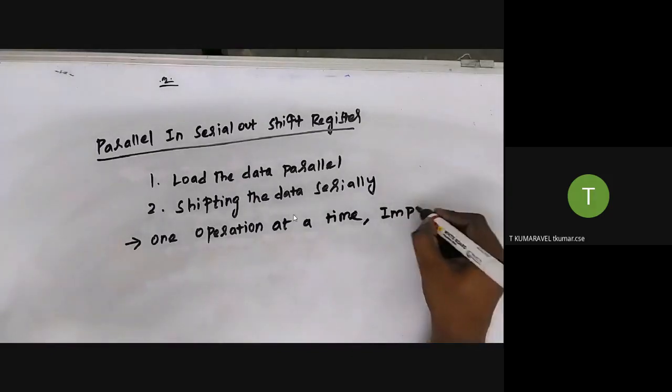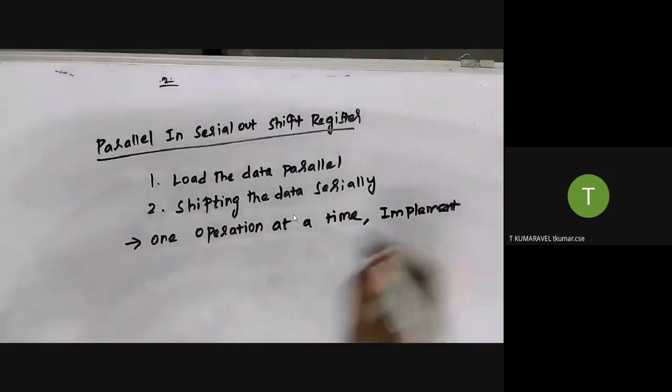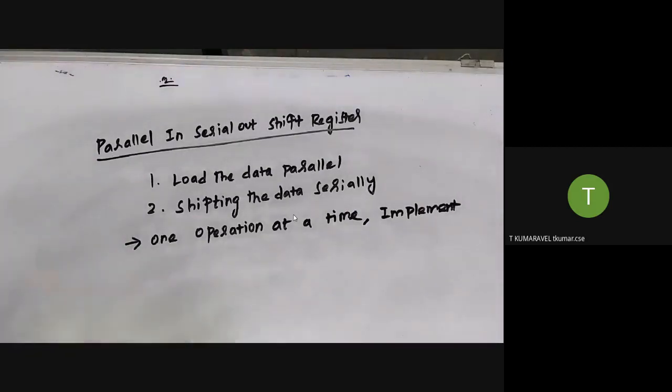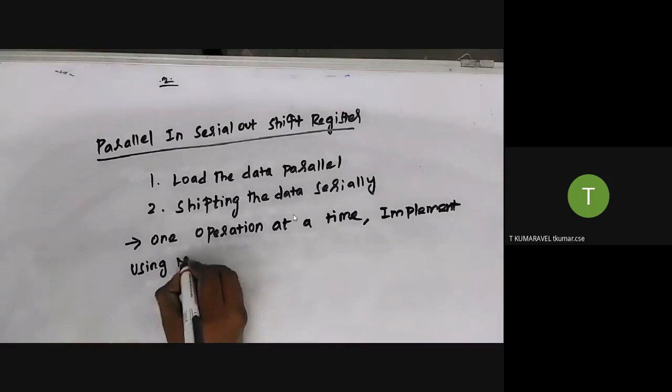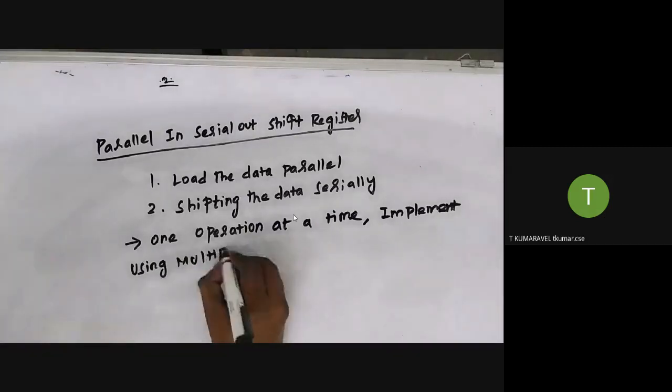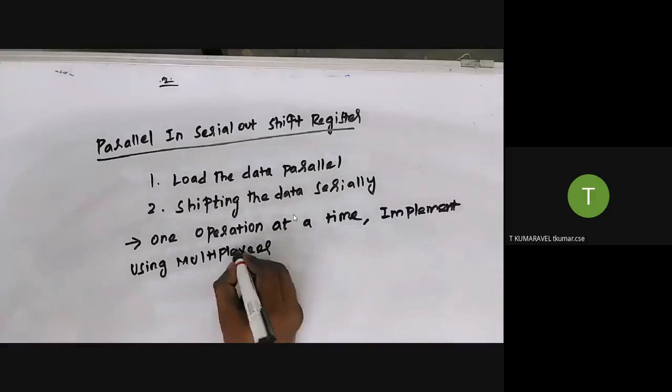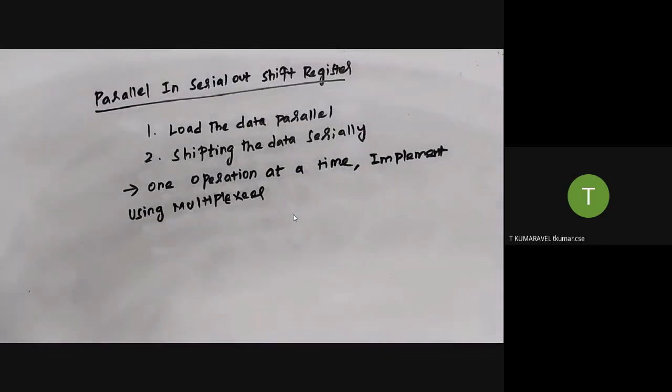For example, it is going to perform either loading or shifting operation, only one operation at a time. How are we going to implement it? Using a multiplexer. Okay, what is a multiplexer? We are going to implement that operation using a multiplexer. Now the control signals are for the multiplexer.